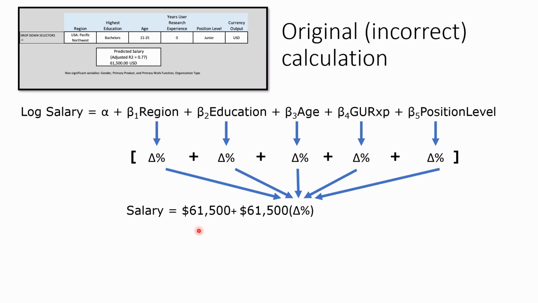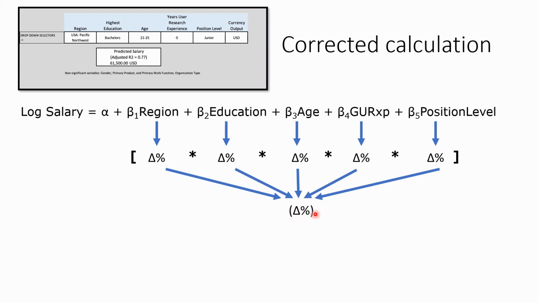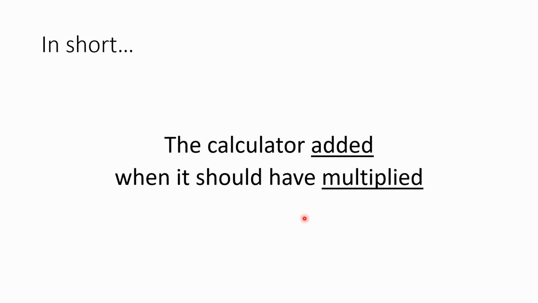Unfortunately, this is not the correct way to do it. Instead, when we go through this process of changing this number from the raw output of the formula into a percentage change, that now means that the calculator should have been multiplying those percentage changes together for a product, not a sum. And then the rest of it is solved in the same way. So in short, we can say the calculator added when it should have multiplied.